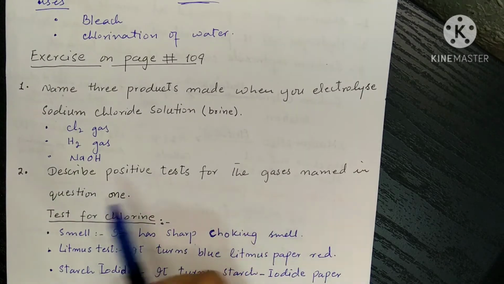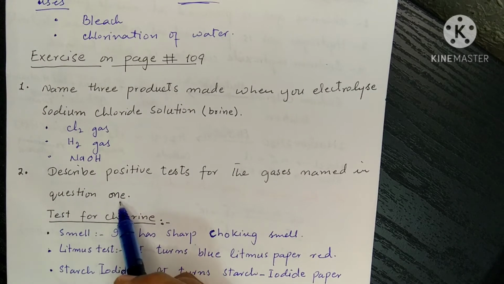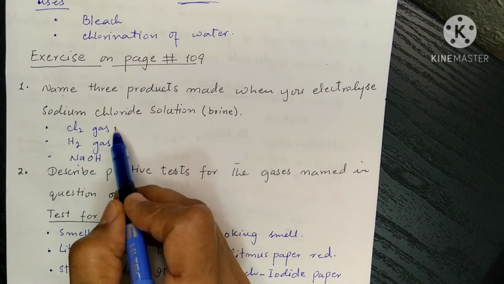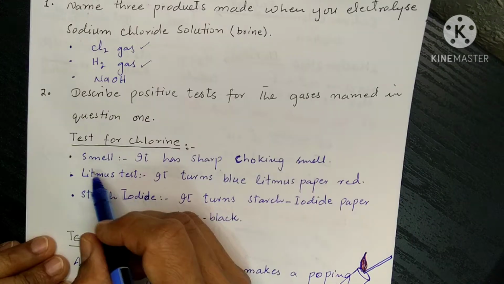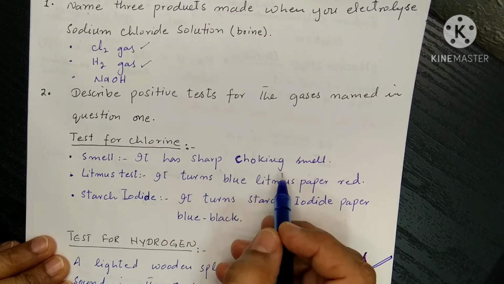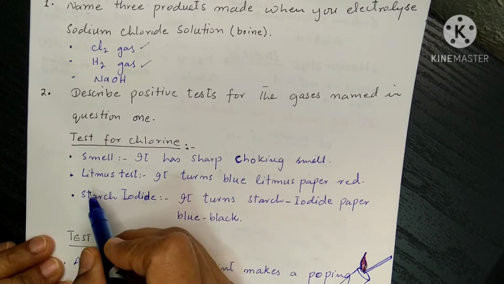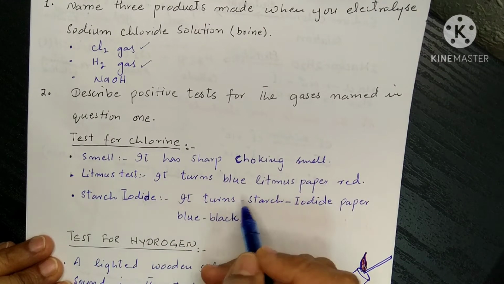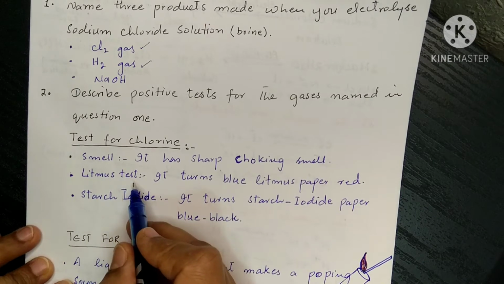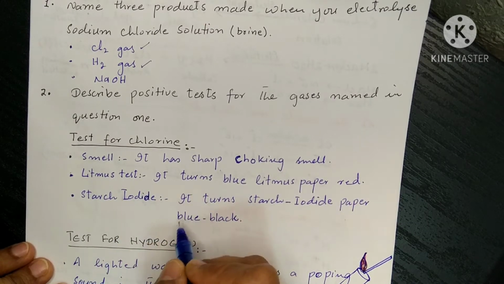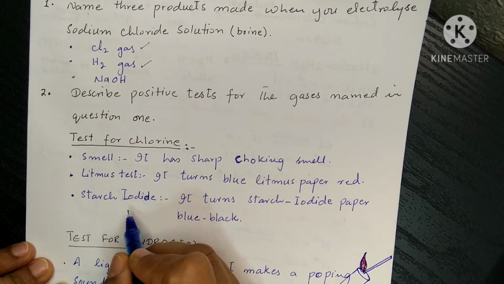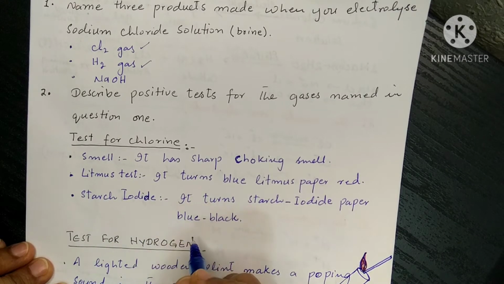Describe the positive test for the gases named in question 1. In this one we have 2 gases, chlorine gas and hydrogen gas. For chlorine gas, when we smell it, it has a very sharp choking smell. In the litmus test, it turns blue litmus red because chlorine gas is acidic in nature. The other is the starch iodide paper test. Chlorine gas will convert the starch iodide paper blue-black.